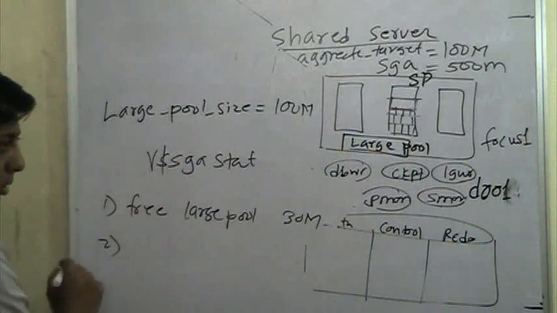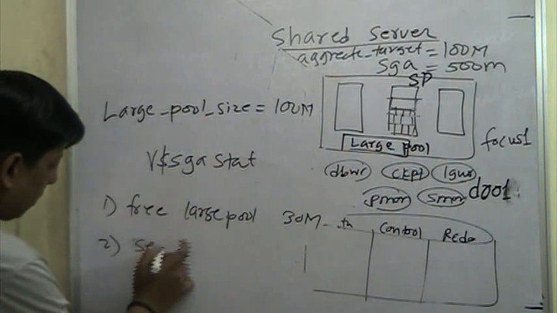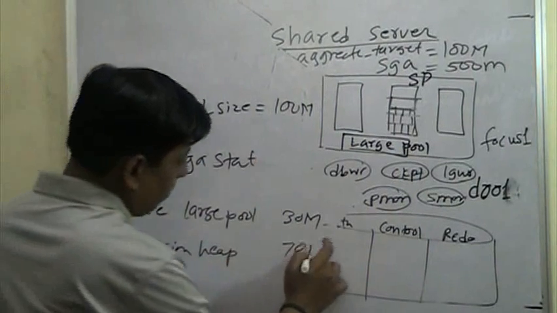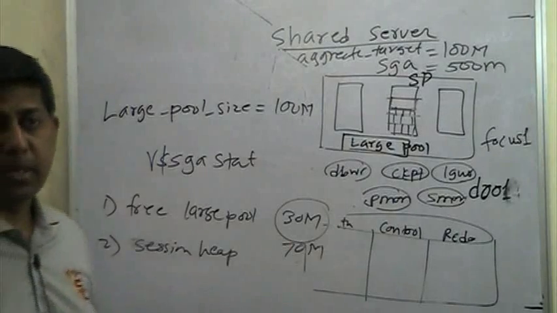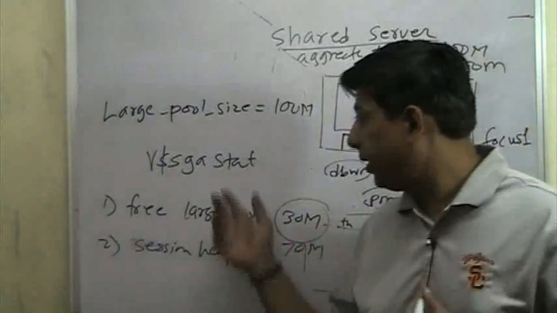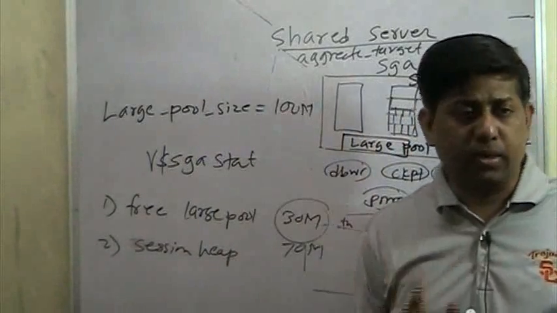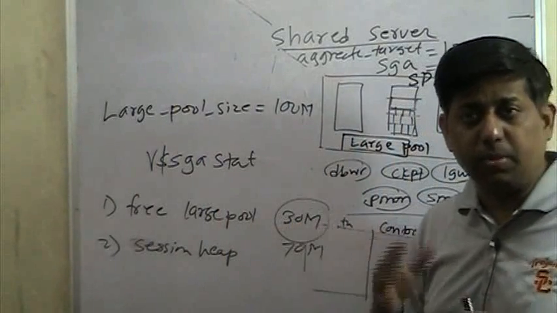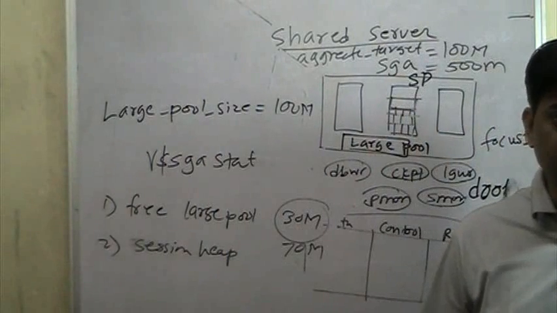And then used, they don't call it used, this is session heap, which is maybe the remaining 70 megabytes. So this shows you that even right now 30 megabytes of large pool is free. Since 30 megabytes is free in $SGA stat, it means our large pool is properly configured. If you see very little free, then it is coming very close to the actual requirement. But do set up the large pool there.